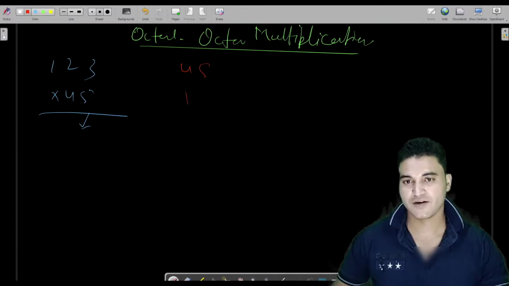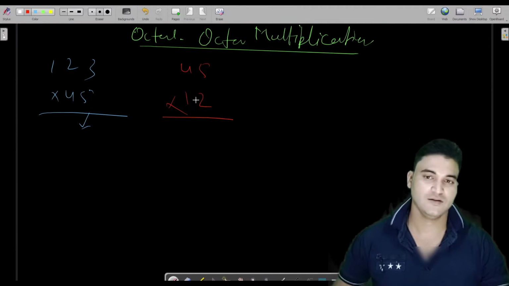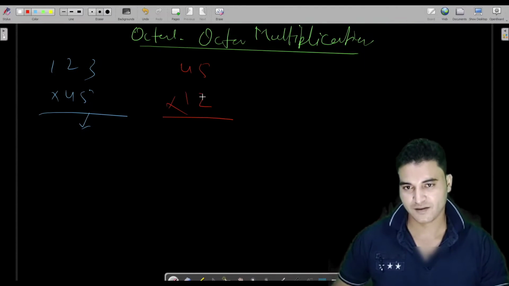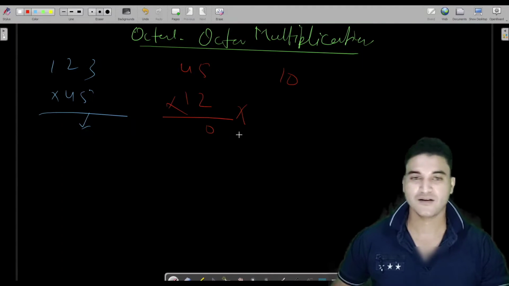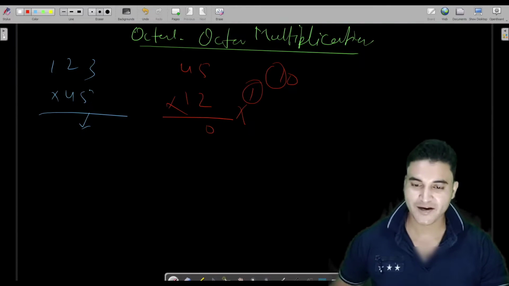So we have to multiply 45 and 12. What we used to do: 2 into 5, which is 10. Now what would be written here? Is it 0? I would say no. And what would be the carry? Is it 1? Again I would say no. Why no? Let me explain here.